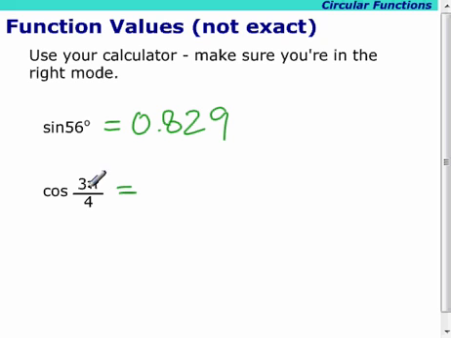0.829. Or I can do the same thing here. In this case here, I would either convert my calculator to radian mode and then find the cosine of that, or change this radian measure to degrees. I think it'd be 135 degrees. And then just type that on my calculator and figure out what it is. I believe it's negative 0.707.